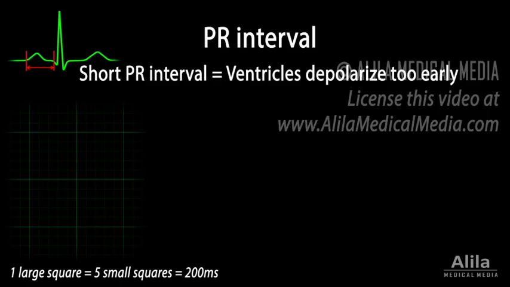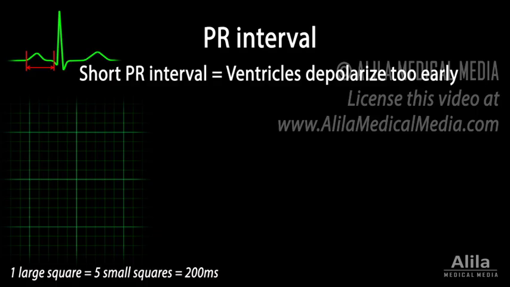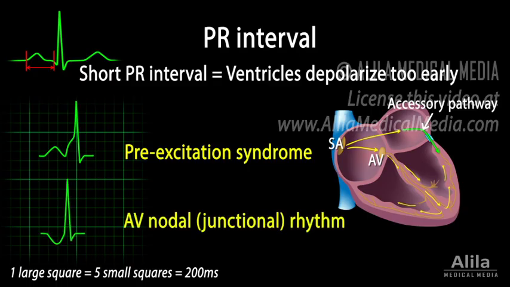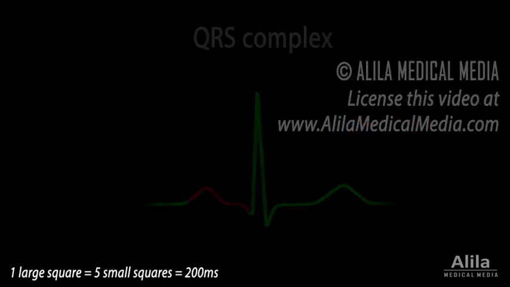depolarize too early. There are 2 scenarios for this to happen. Pre-excitation syndrome, presence of an accessory pathway bypassing the AV node. AV nodal, junctional rhythm, non-sinus rhythm initiated from around the AV node area instead of the SA node. In this case, P waves are either absent or inverted in the inferior leads.